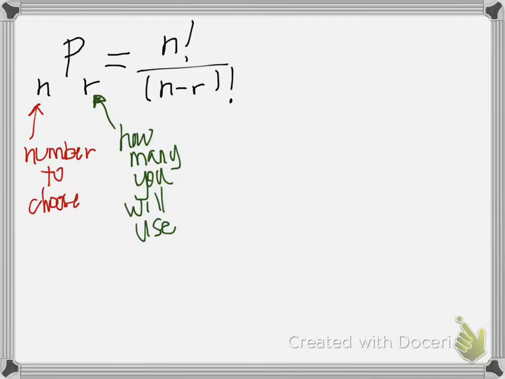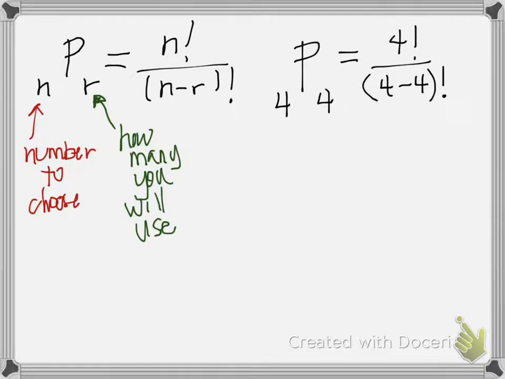So in this problem, the n is going to be 4, and the r is going to be 4. So when I set the problem up, it would look like this: P(4, 4), because I have 4 floats, and I'm going to use all 4 of the floats, equals n factorial. The n is 4, so 4 factorial over n minus r in parentheses, so 4 minus 4 factorial.